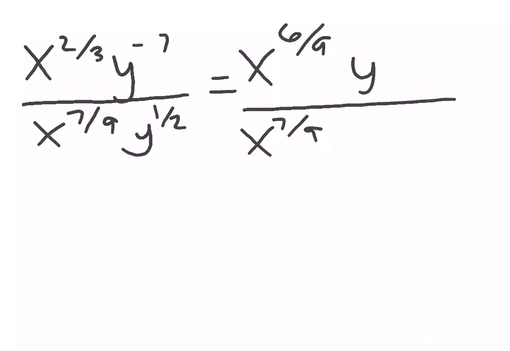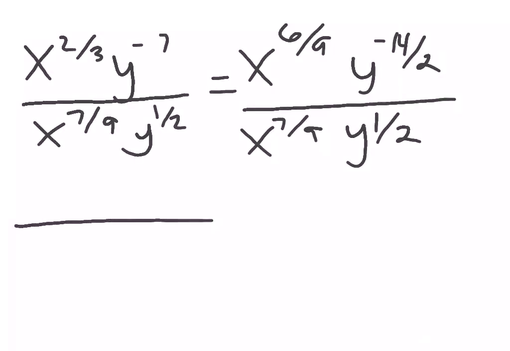So now I see that I have y to the negative 7 and I have a y to the 1/2 in the bottom. I need to write y to the negative 7 in terms of a fraction that has a 2 in the bottom. So I'm going to go ahead and write that as y to the negative 14 over 2, because negative 14 divided by 2 is negative 7. So I just rewrote it in terms of that. Now I'm going to go ahead and simplify all this out.